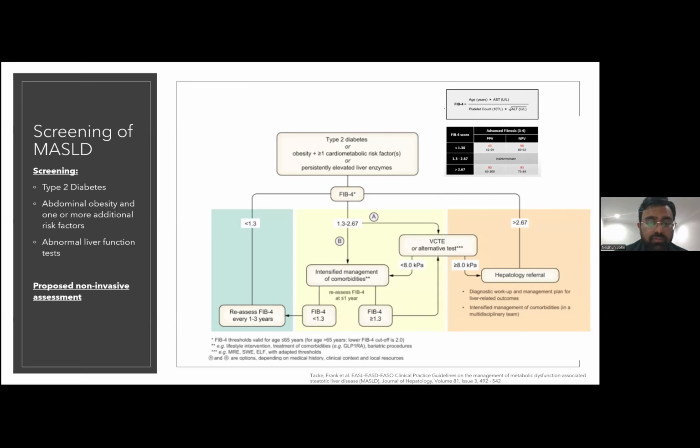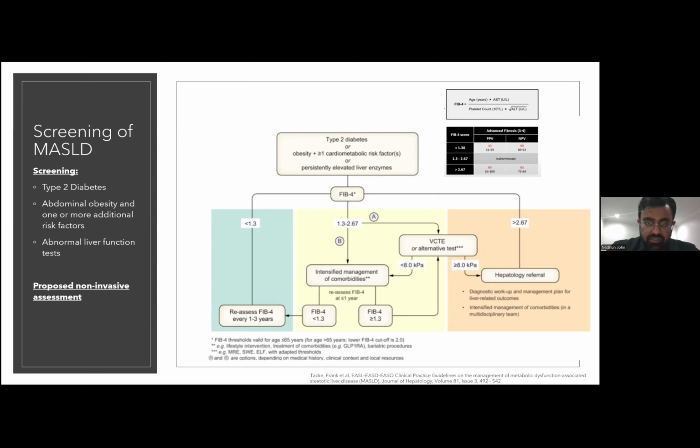If you fall under the moderate risk, you can either go for formal scanning, such as FibroScan, or you can intensify management of your comorbidities and then reassess within a year, or less than a year, and calculate your FIB-4 score again to decide whether you have become low risk or if you have become worse. Based on that, you can refer your patients to a hepatology unit, or, if you are able to, you can treat aggressively.